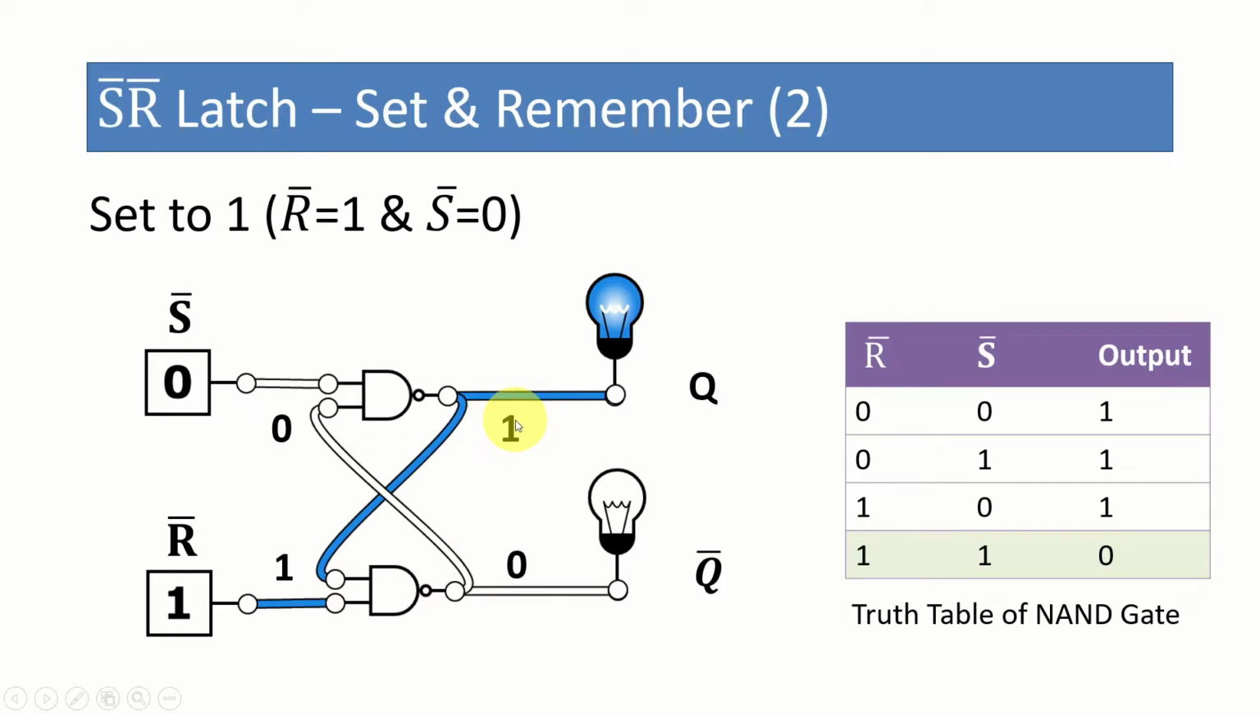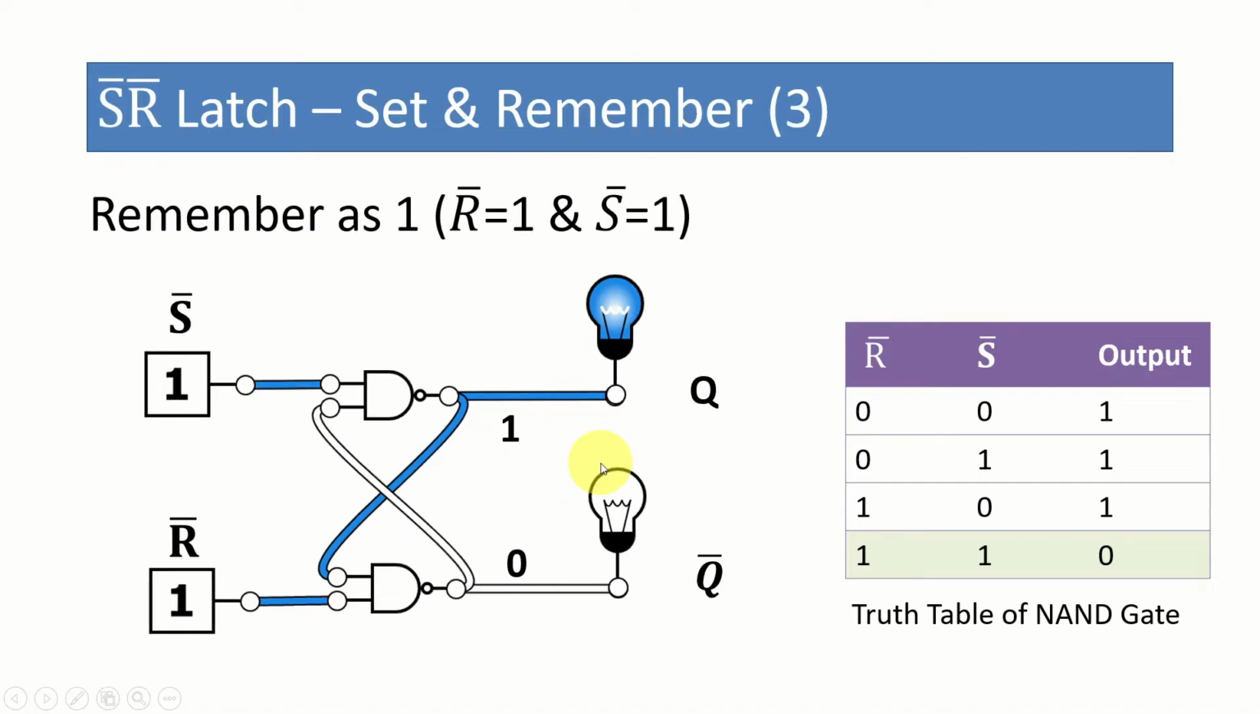Now let's see how to retain this value. In S bar R bar latches, we retain the value by setting both S bar and R bar to 1. Now we have set both S bar and R bar values to 1. Our latch was in the set state, that is Q is 1, Q bar is 0. So we have to consider the previous output values in order to understand the retention.